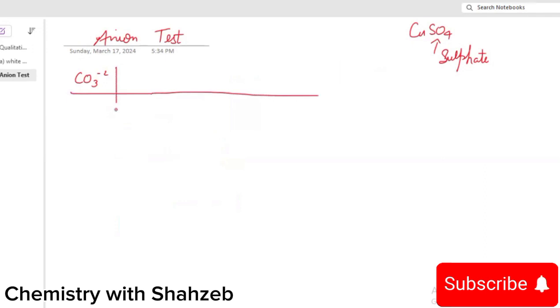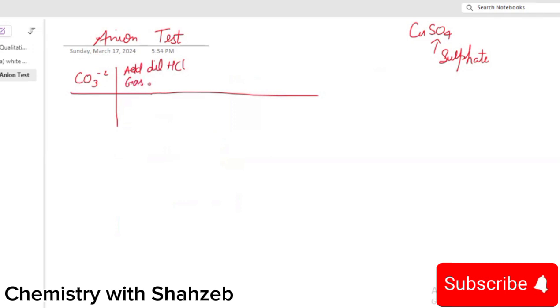For example, this is copper sulfate. So the anion is basically this sulfate. So what are the tests that we are going to use to test these anions? Let's move further towards carbonate ions. For that purpose, we are going to add dilute HCl.